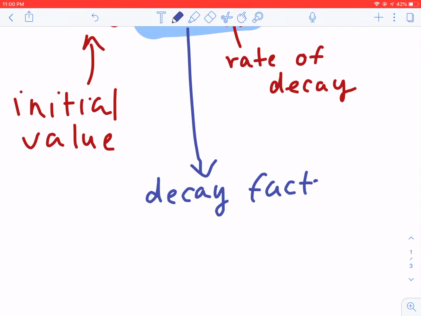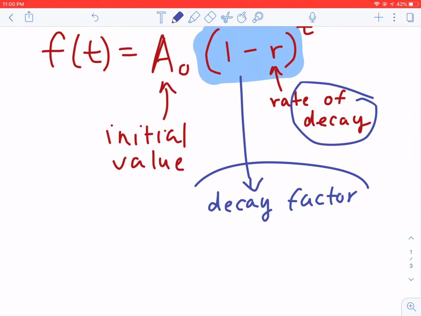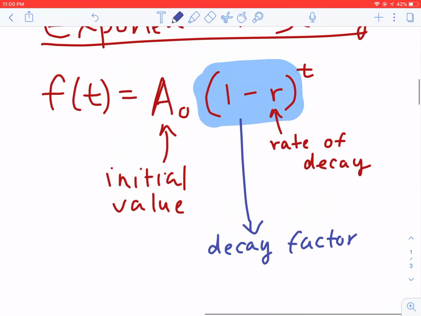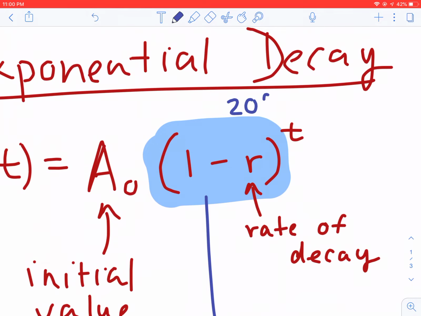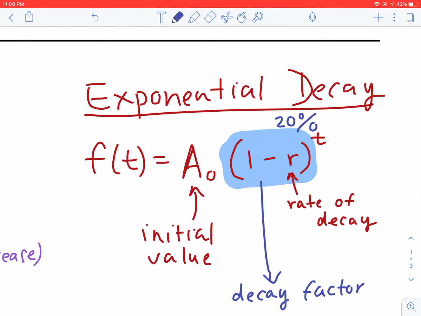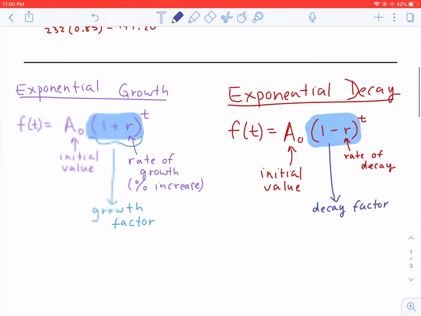All right, a lot of people mix up these two things. They're very different. One is the decay factor, what you're multiplying by. The other is the rate of decay. So for example, if your rate of decay were, let's do the same one, 20%, your rate of decay would be 20% or 0.2. Your decay factor would be 0.8 or 80%. All right, cool.